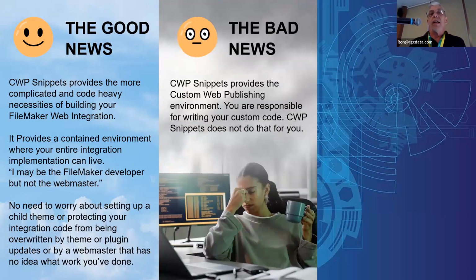The bad news is CWP Snippets provides the custom web publishing environment, but you're still responsible for the custom coding. So as much as I would have loved to have built a plugin where you could just go pick and choose fields and kind of build what you want, like a WYSIWYG kind of configuration, we all know that developing in FileMaker, we all develop differently. Every FileMaker solution is completely differently constructed with different tables and fields and layouts. And so trying to build something like that gives you the flexibility.